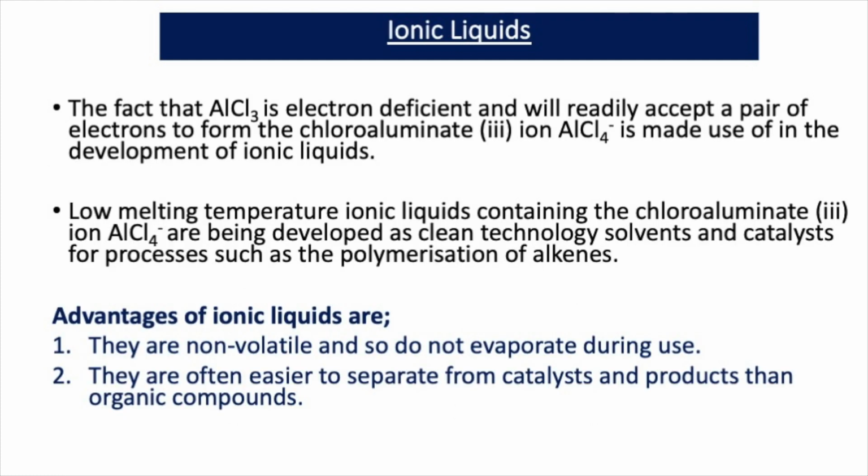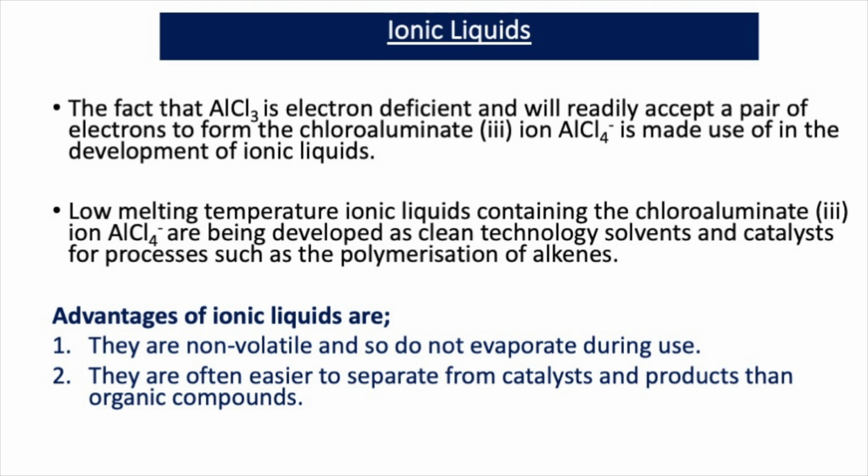Now the fact that AlCl3 is electron deficient and will readily accept a pair of electrons from a chloride ion to form AlCl4- is made use of in the development of ionic liquids. Chemists know that if we form an ionic compound where there's a big difference in the size of the positive ion compared to the negative ion, the attraction in the lattice will not be as strong. The attraction of these ions can also be weakened if we have ions that have very different shapes.